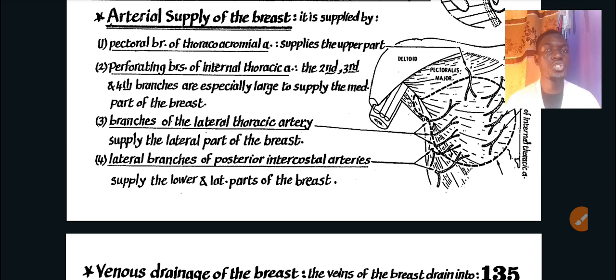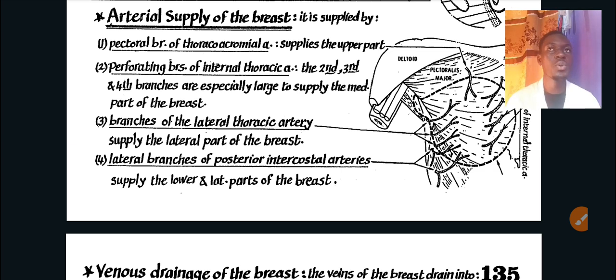Then it also continues and gives off another branch that we call the thoracoacromial artery. Now, the thoracoacromial artery has about 4 branches, and one of the branches is the pectoral branch. So specifically, the pectoral branch of the thoracoacromial artery is the one that supplies the upper part of the breast, or the superior part of the breast.